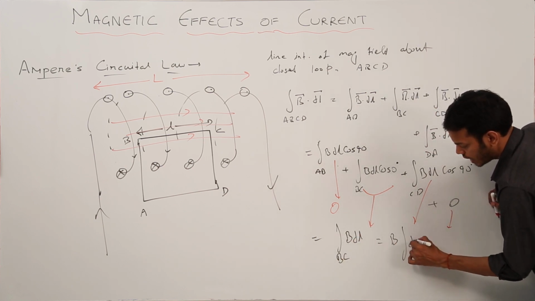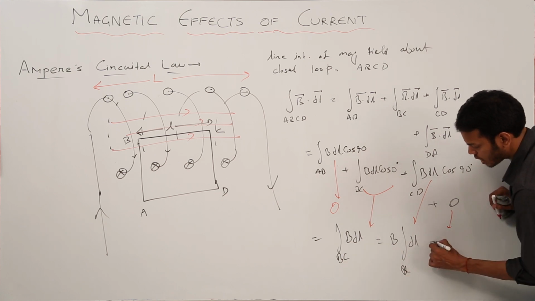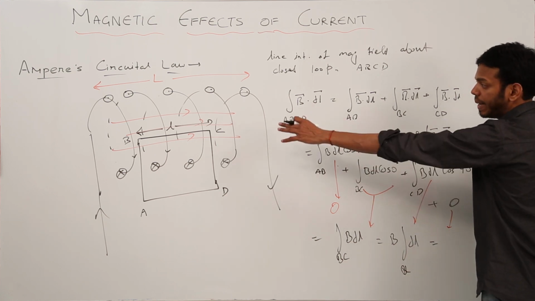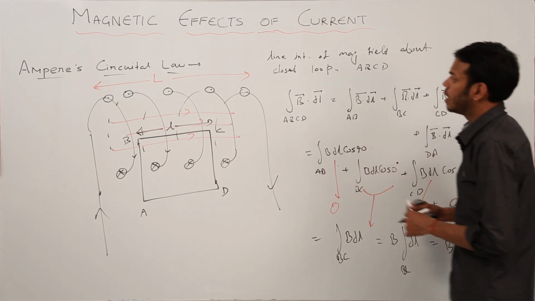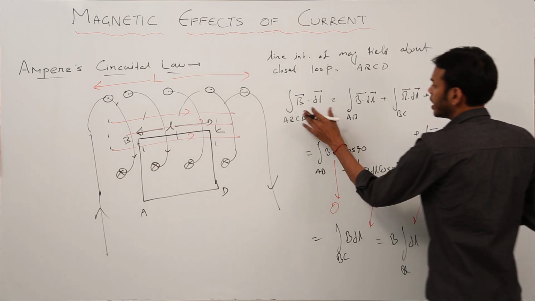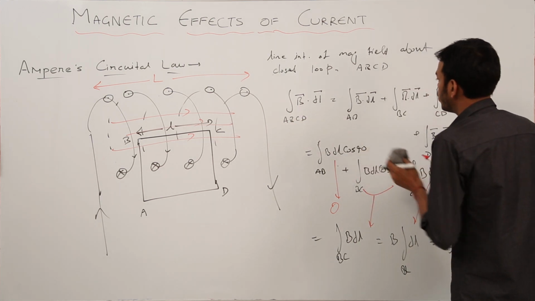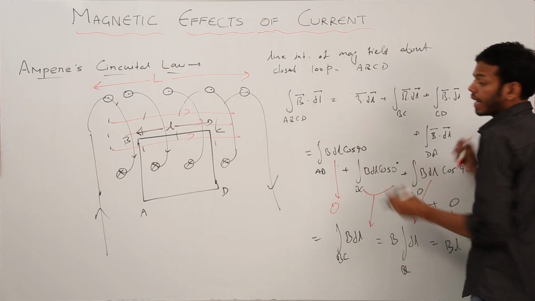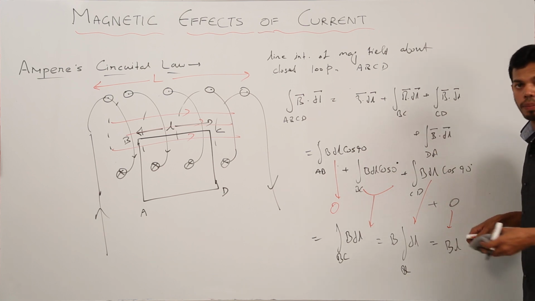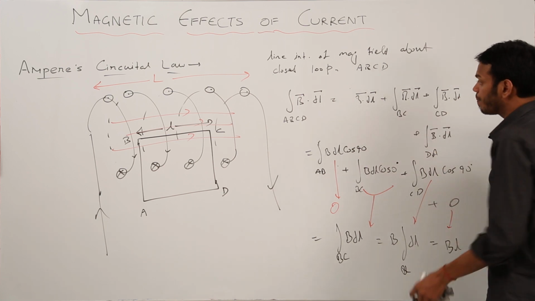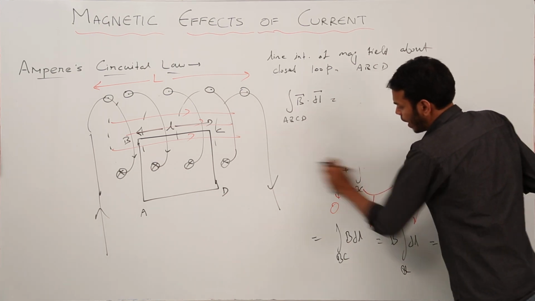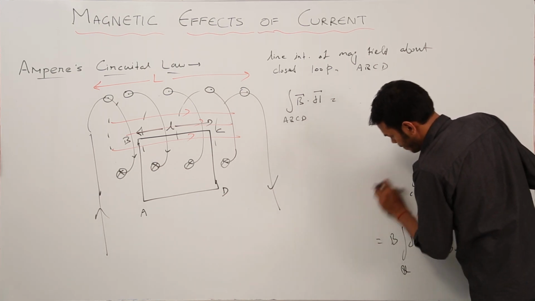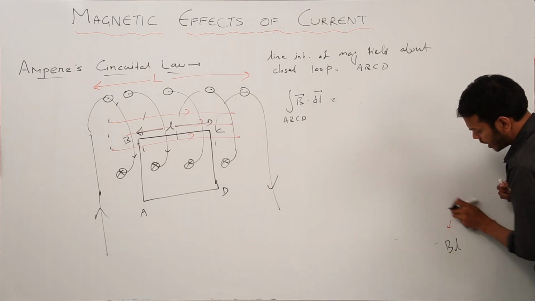I have taken B out as a constant, the integration of dl for B to C is equal to the total length of BC, which is small l. So I am left with Bl. So this whole thing, ABCD, will be equal to BL. Please note it down before I rub it. Pause the video, note it down. The final result was B into L. I am putting this result here.